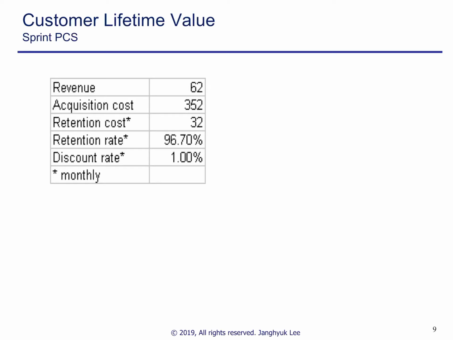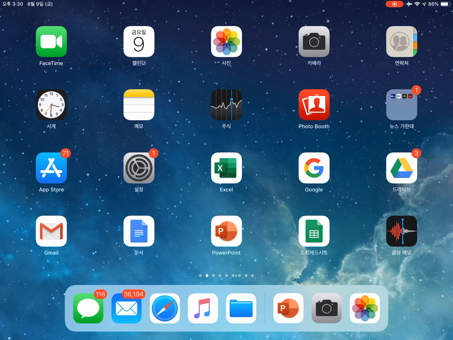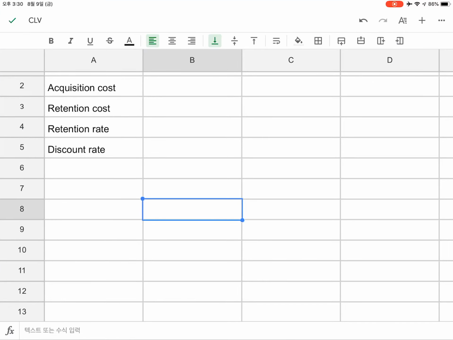So what we can do is, applying the formula, we can get 346. If we apply the second formula with a varying time period, we can get a different number, because as the time horizon gets shorter, profit in the future will be less, so the number changes. What we can do is the exercise with these numbers. You can follow me by opening any spreadsheet.